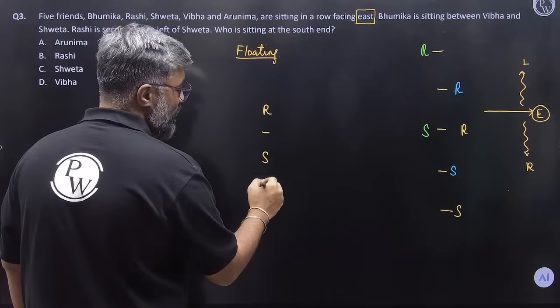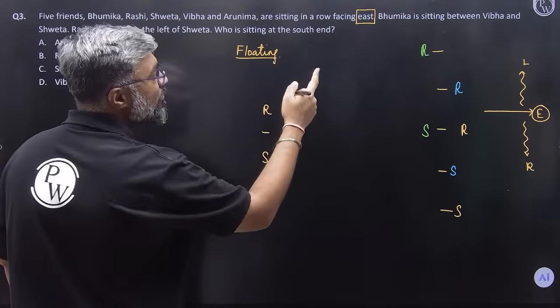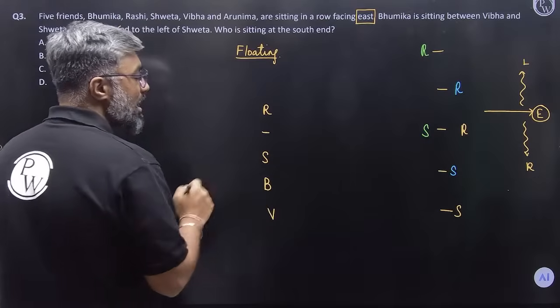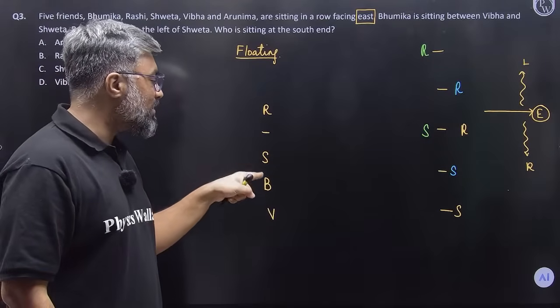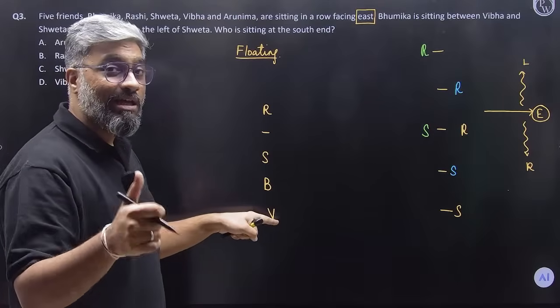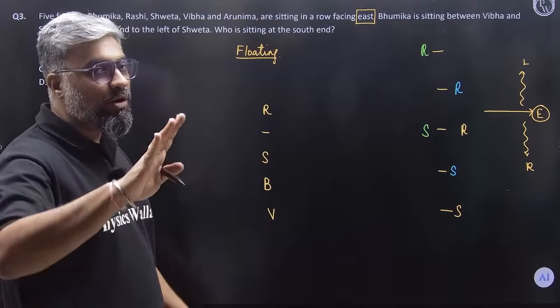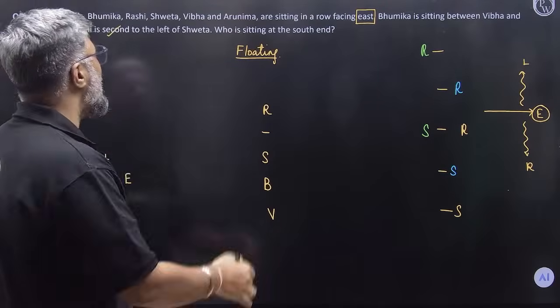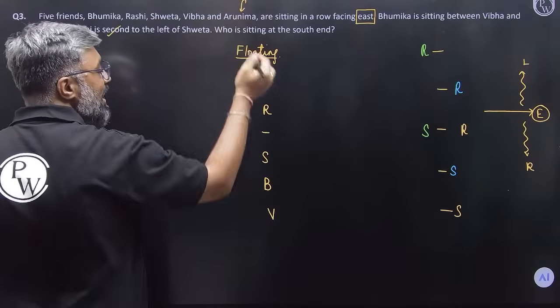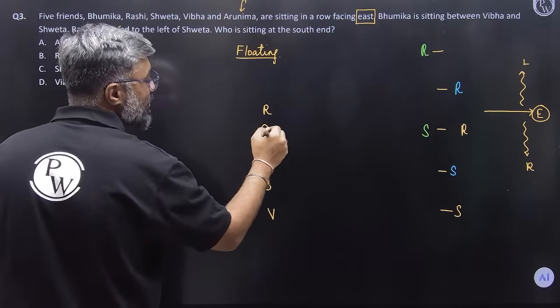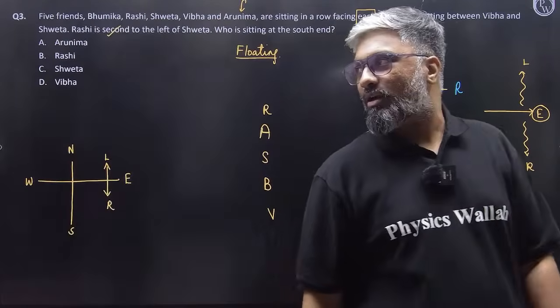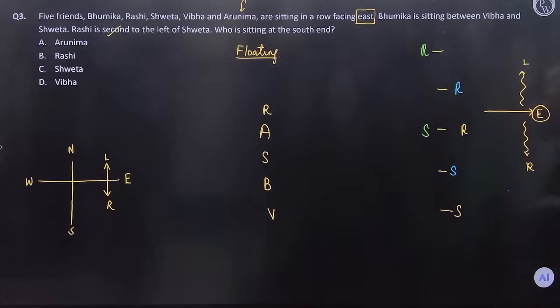So this will have to be Bhumika and then I would have Vibha here. So now confirm, is Bhumika between Shweta and Vibha? Yes, because I already have placed 4 out of the 5 girls. Who's the 5th girl left? Only Arunima is left and ultimately this girl should be Arunima. Do we have the right arrangement now?